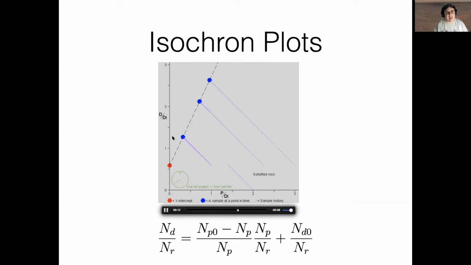But as they decay, they all do it at the same rate. You continue to get the line, and the y-intercept is just how much daughter isotope we started with, which is not going to change. And this just traces what happens. The more parent you start with, the more of the daughter isotope you're going to end up with relative to the reference isotope.